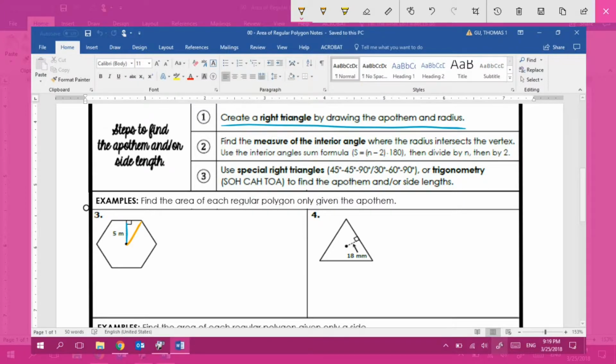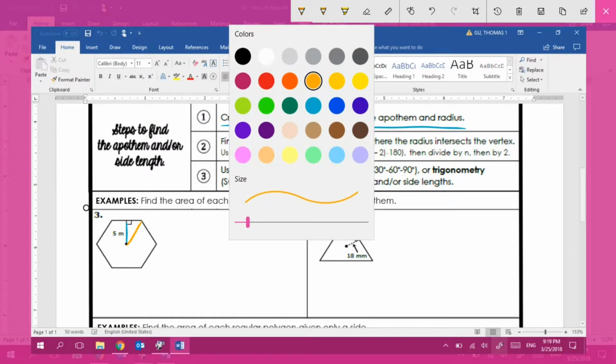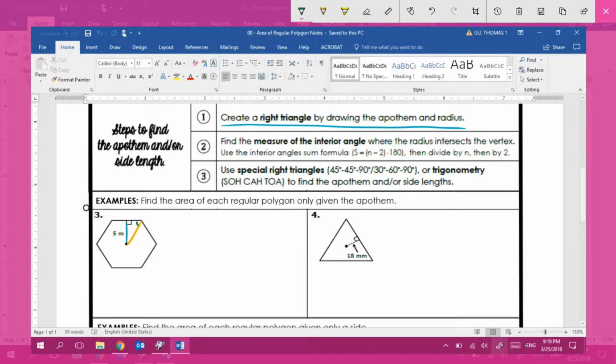There we go. Next, we're going to find the measure of the interior angle. I'm going to label it with the dark green color. This is the angle they're talking about. How am I going to find this angle where the radius intersects the vertex? Well, if I were able to find this whole angle right here, if I cut that in half, that would give me the angle I'm looking for.